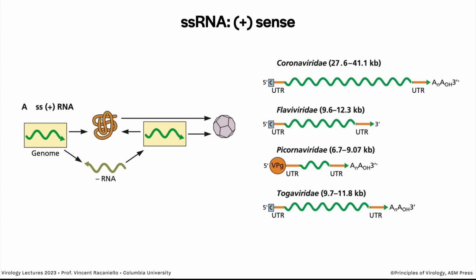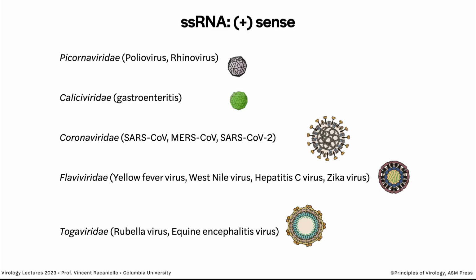And these range in size. You can see the coronaviruses, remember, they can go up to over 40 kb, as we saw on a previous slide. They have 5' and 3' non-translated regions. Some of them have a poly A tail, but you can see the flaviviruses don't have a poly A tail, and they range in size. So these are some of the plus-stranded RNA viruses. And it's just to give you some idea of what pathogens are out there with plus-stranded RNA.